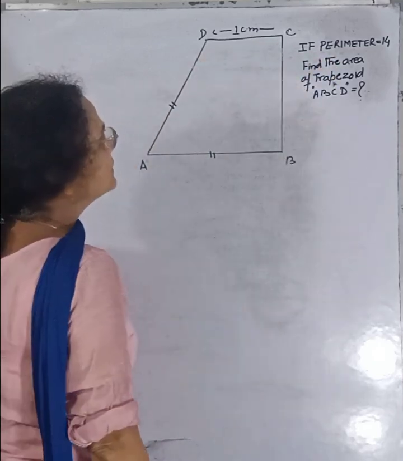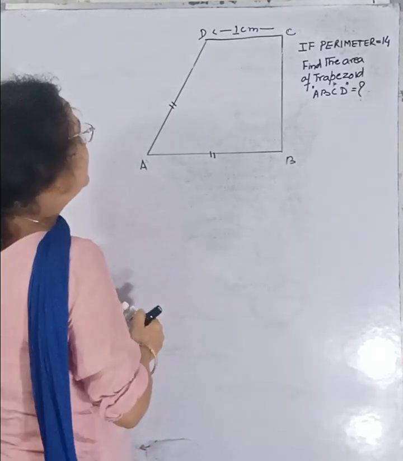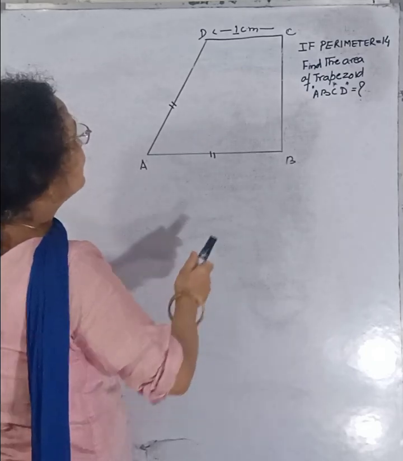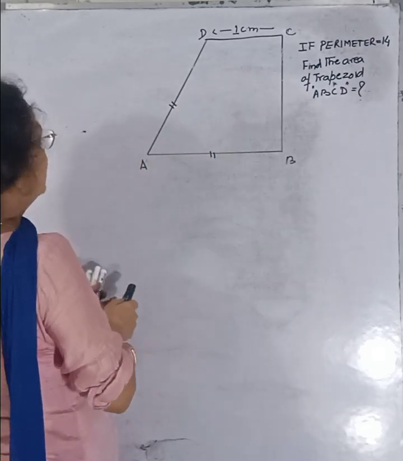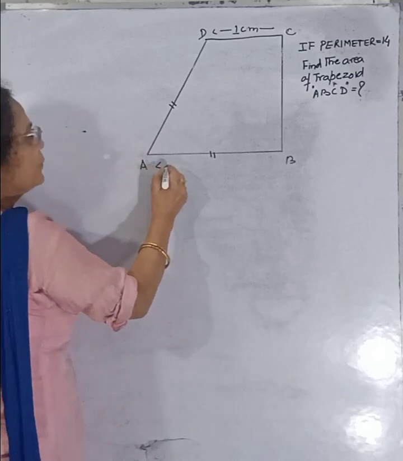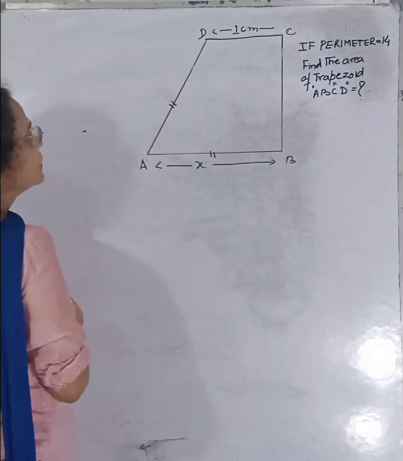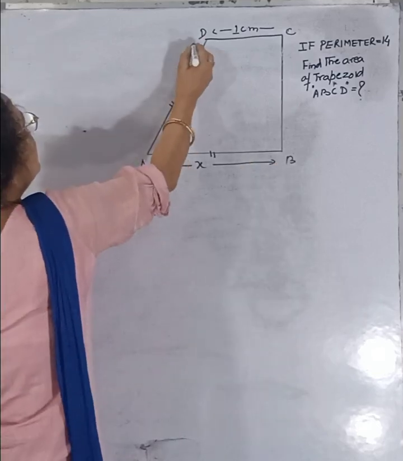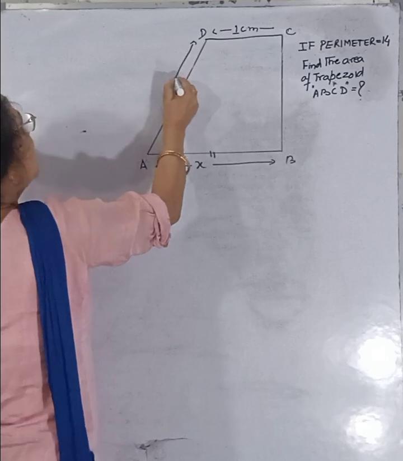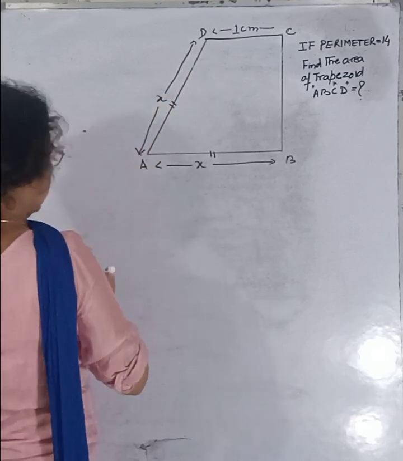The perimeter given to us is 14 units. We have to find the area. Let us suppose this side is equal to x. Then this will automatically be x, because they are both given to us as equal to each other. Okay, clear?